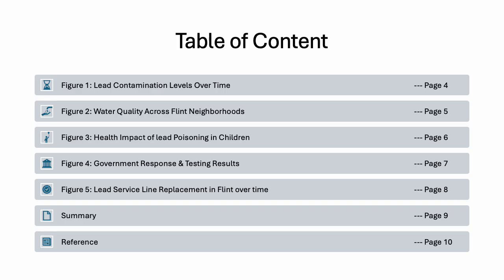And number four is the government response over time and their testing results. We're going to have different big titles with topics about how the government moved over time to address the problem. And number five is the lead service line replacement in Flint over time. And after that, we're going to wrap everything up.